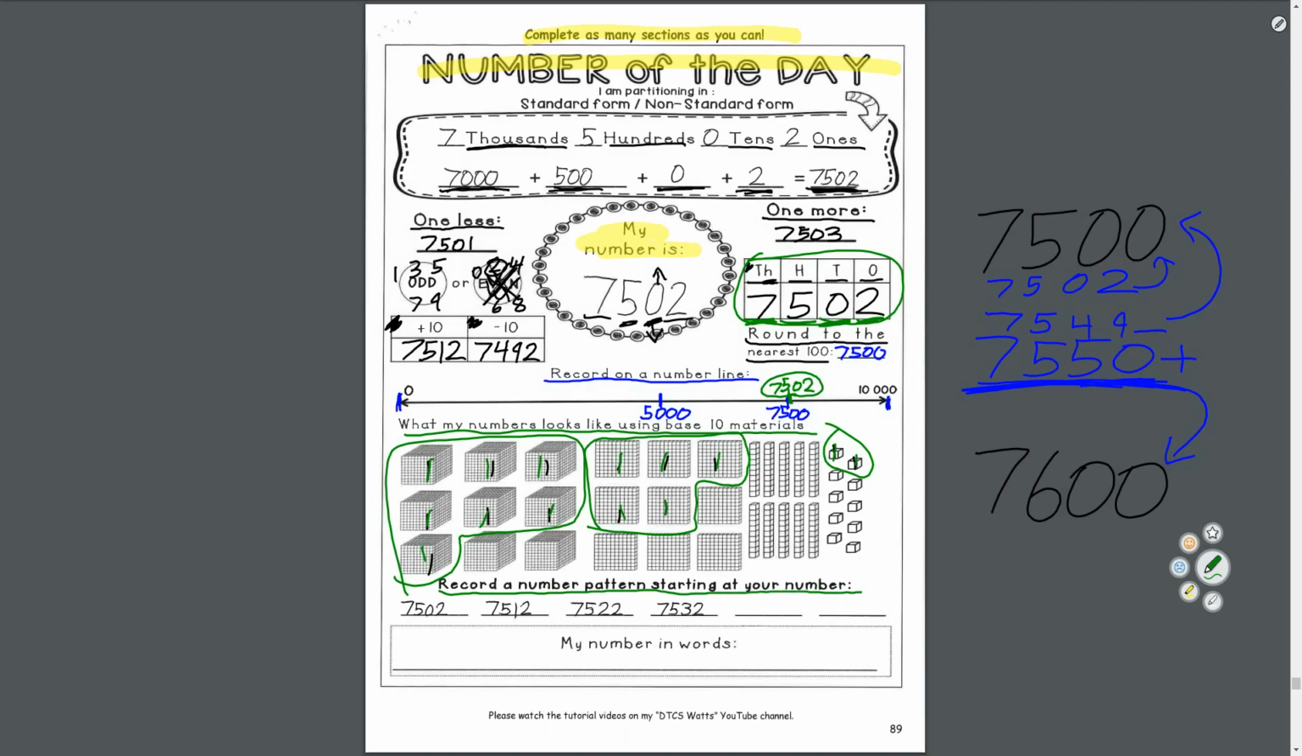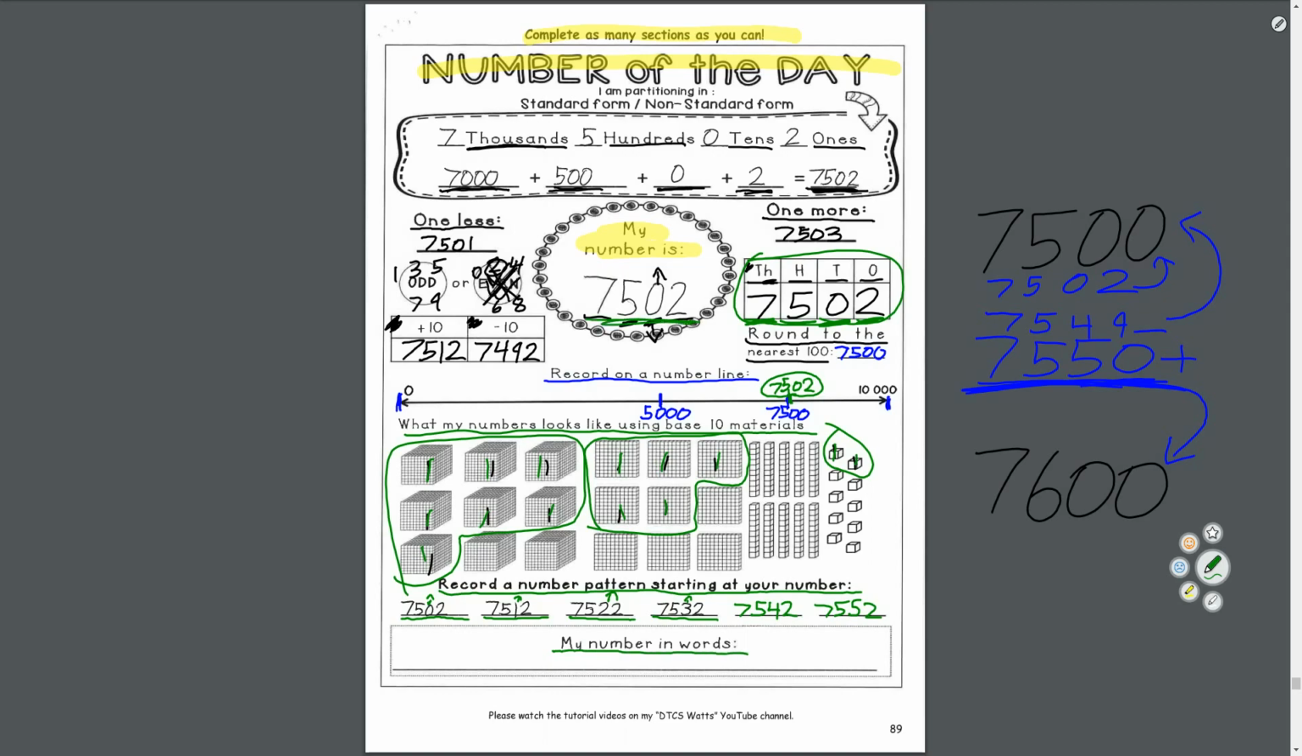Okay, record a number pattern starting at your number. I began the pattern. Let's see if we can figure it out. 7,502, 7,512, 7,522, 7,532. You can see the tens place is going up by 1. So that means we're adding 10. So 7,542, 7,552, 7,562.